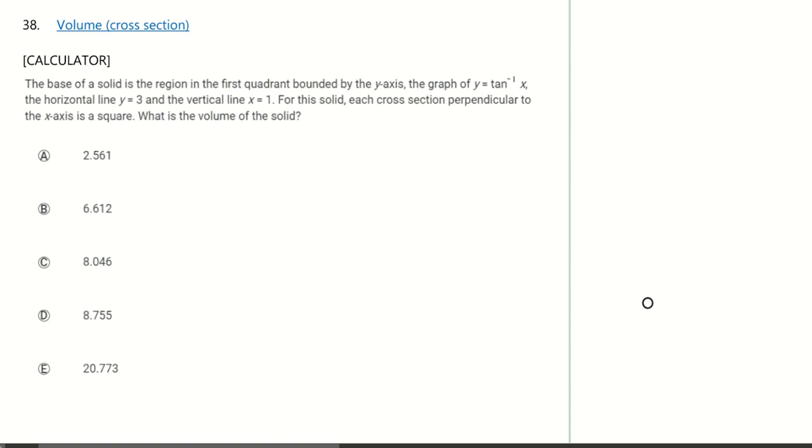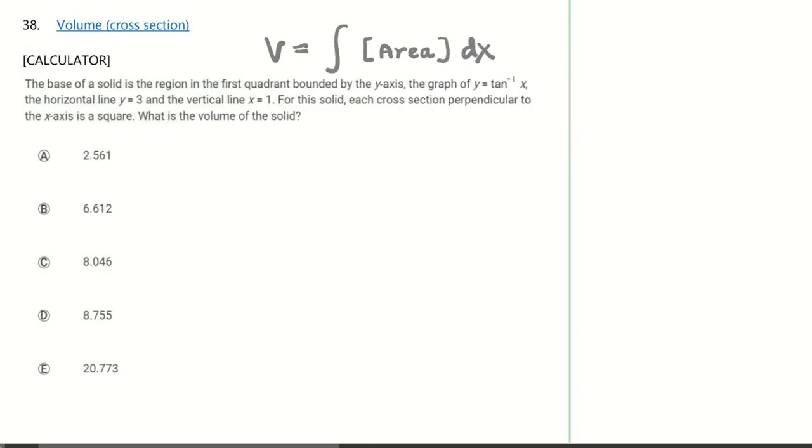Okay. Third type of volume we do in this class is cross-section volumes. And remember that for these, volume is equal to the integral of the area formula. In this case, we are going to be taking cross-sections perpendicular to the x-axis, so it'll be dx.